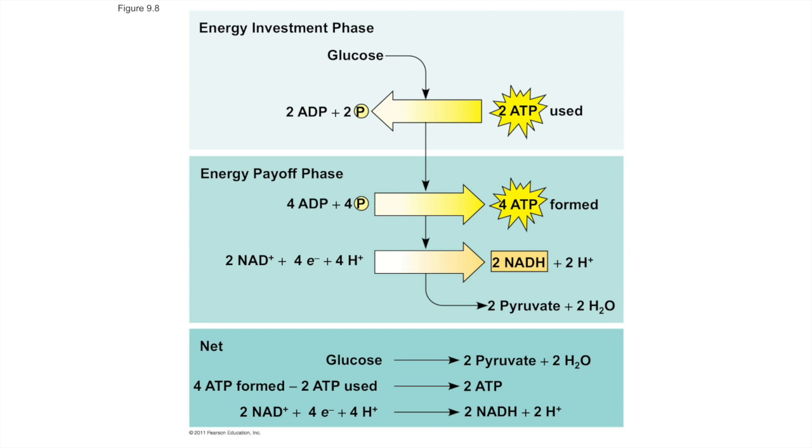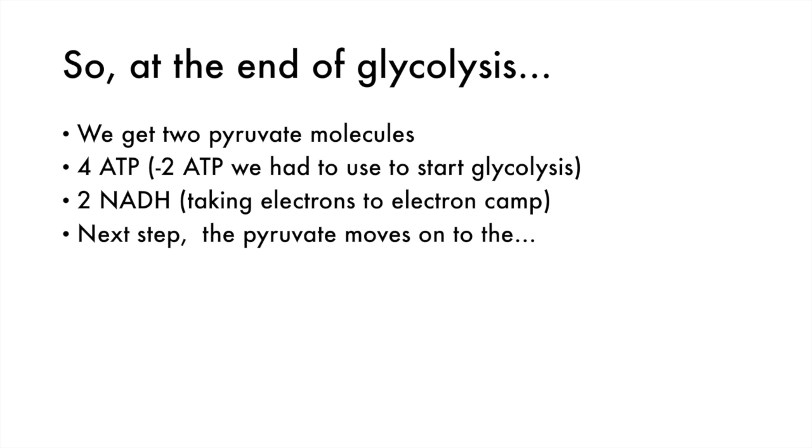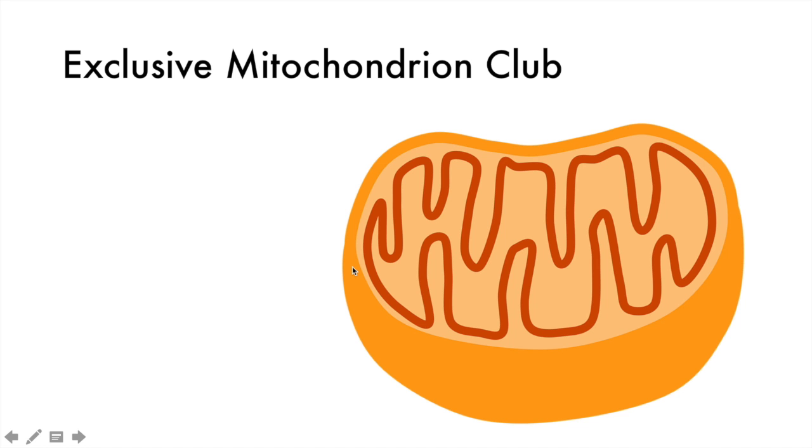But this is really what you need to know of it all. This is really the most important part here, especially down here with the what goes in and the what comes out. So at the end of glycolysis, 2 pyruvate molecules, 2 net ATP, 2 NADH, taking the electrons to electron camp. And in the next step, the pyruvate moves on to the exclusive mitochondrion club.